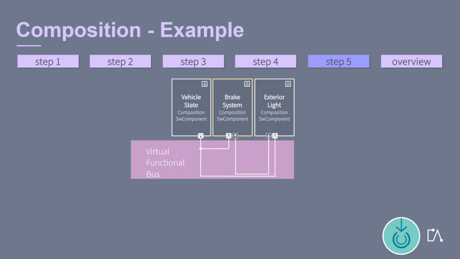Now we simplified our system to a degree, where we can work with it properly. We are left with 3 compositions, which are, vehicle state, brake system, and exterior light. Now you can click on overview to see the hierarchical structure of the software system.